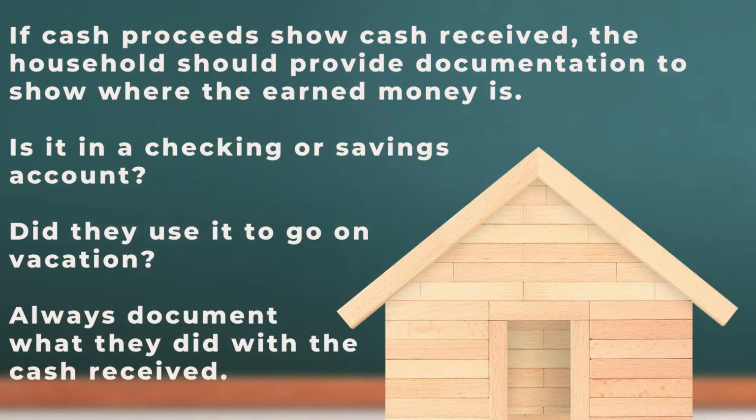Finally, we'll look at the cash proceeds, whether they sold the real estate for more or less than what it was worth. If the cash proceeds show cash received, the household should provide documentation of where the earned money is. Is it in a checking account, savings account? Did they go on vacation? What did they do with that money?